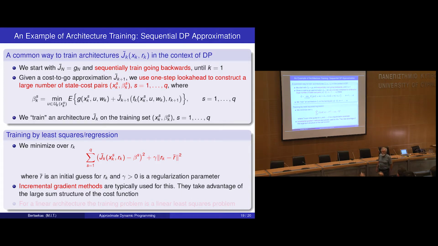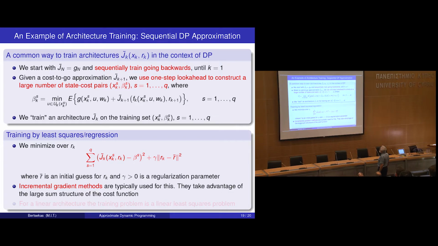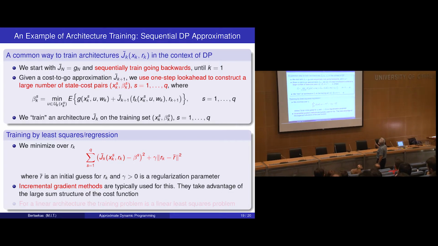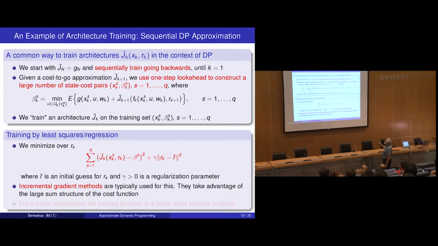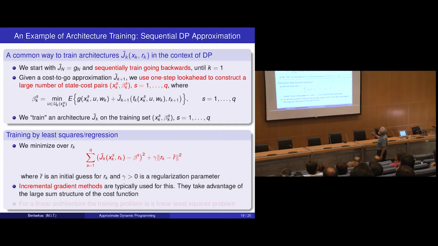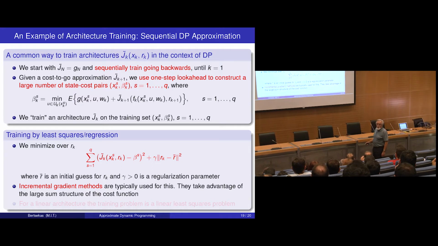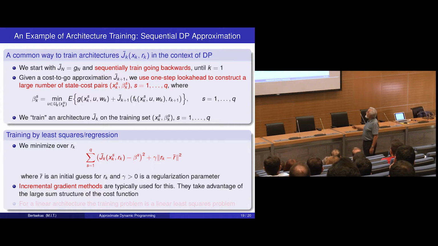What is the relation between Q and M? M is the number of features. Q is the number of training pairs. Yes, we select the number of features. Yes.